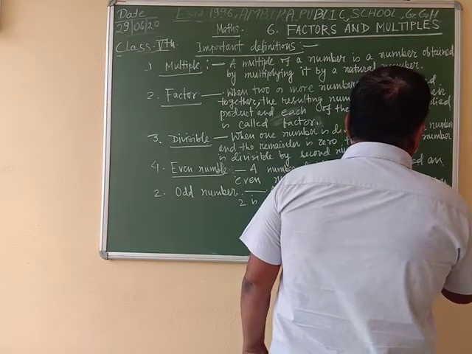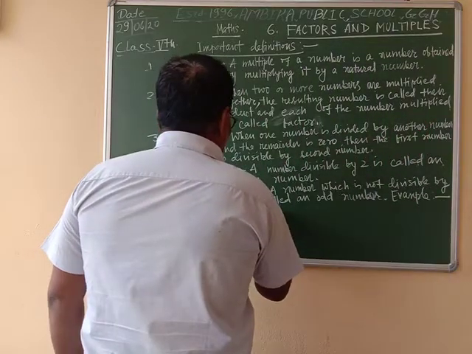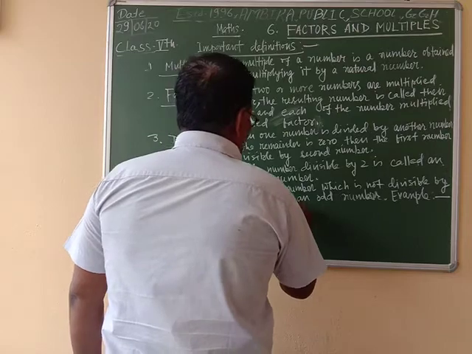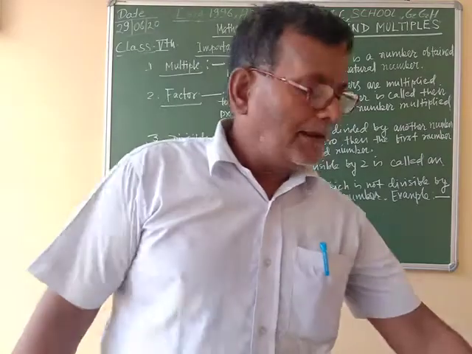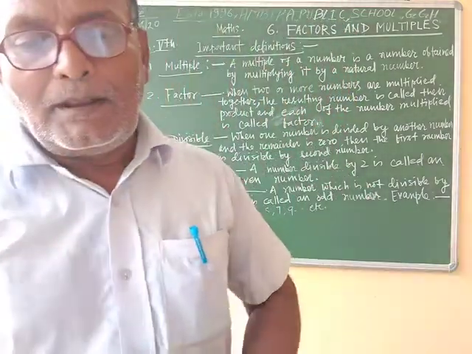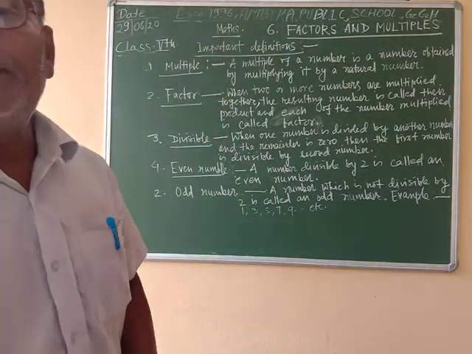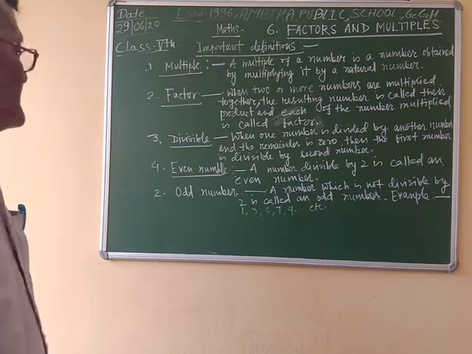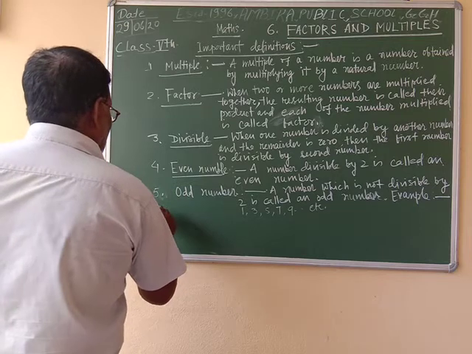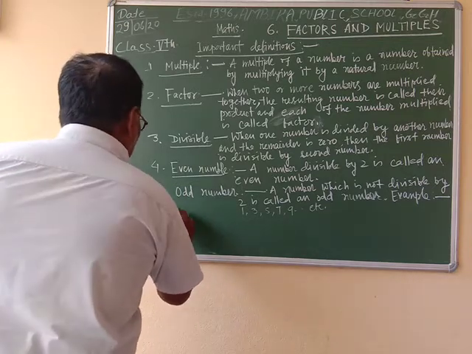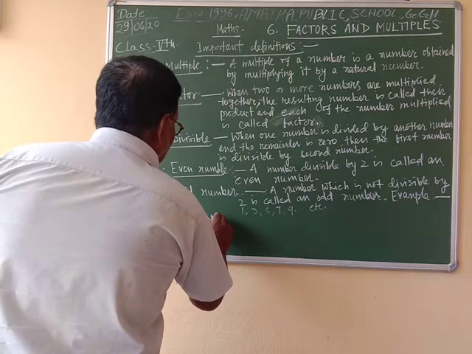Examples of odd numbers: 1, 3, 5, 7, 9, etc. are all odd numbers. And after that, perfect number. Perfect number, पूर्ण संख्या.